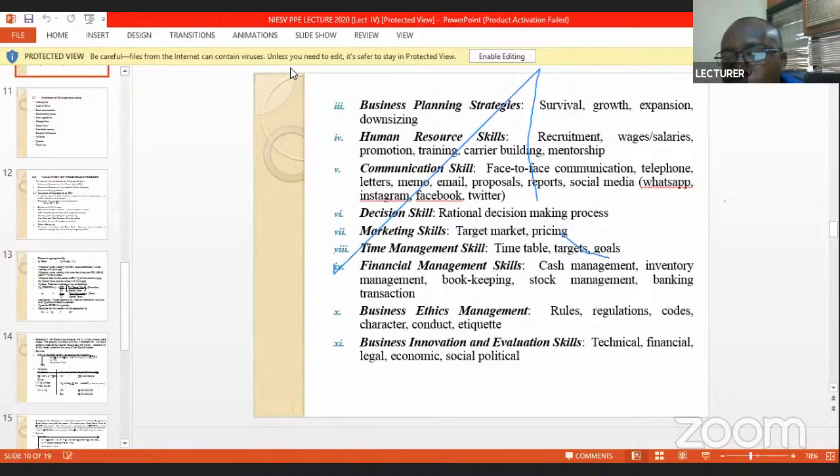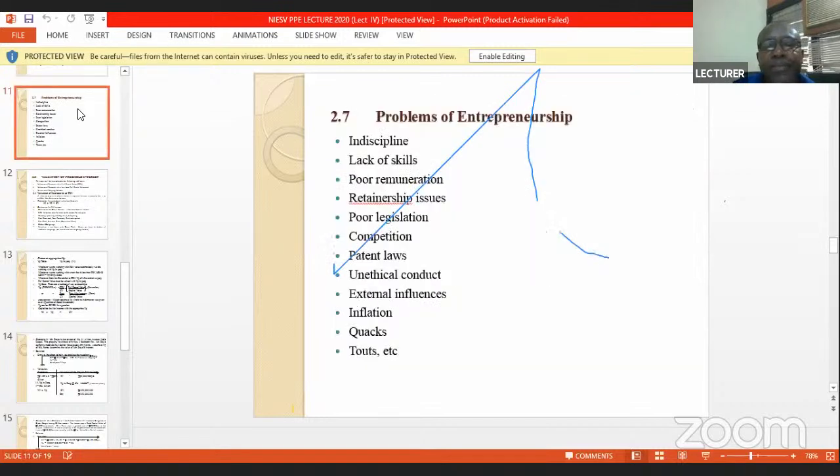You must check your business financially. You must check your business legally. You must check your business economically, demand and supply, and then socio-political influences that can affect your business. These are very, very important.